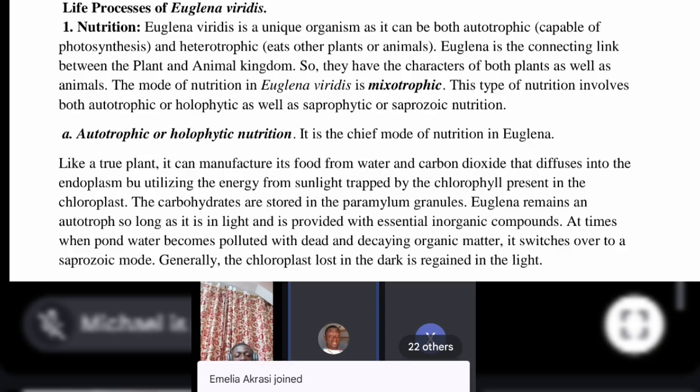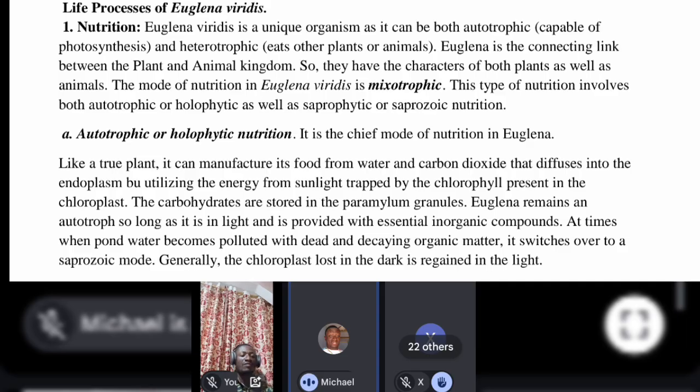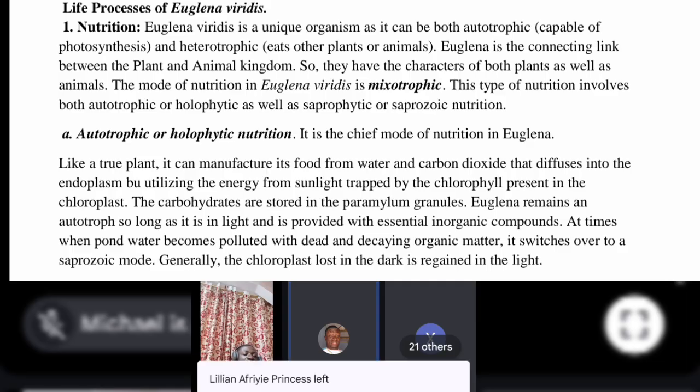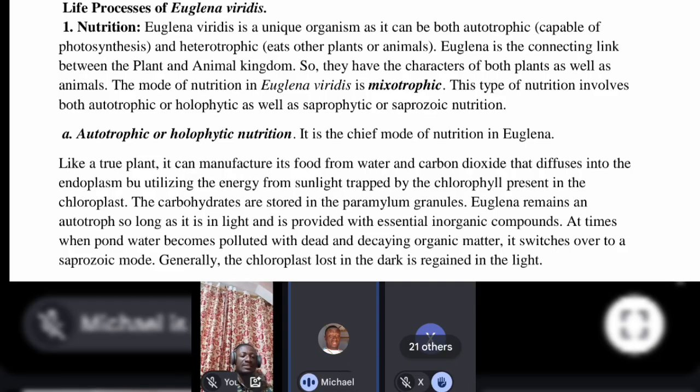So in the absence of light, it will feed saprophytically, which means it will absorb the product of decaying organic matter dissolved in water, and it is absorbed through the general body surface, mainly through the pellicle. So Euglena will secrete digestive enzymes that are typically animal-like in feature, and they will break down this organic matter or these nutrients gained from the organic matter. Then it gets its food.